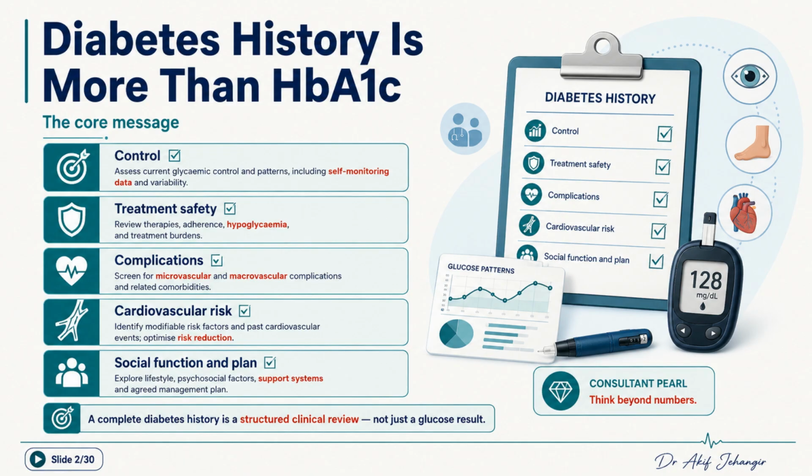Think wider. Are they having high glucose symptoms? Are they having low glucose episodes? Are they taking treatment correctly? Do they already have eye, kidney, nerve, heart, brain, leg, or foot disease? And finally, is there something in their life making control difficult?